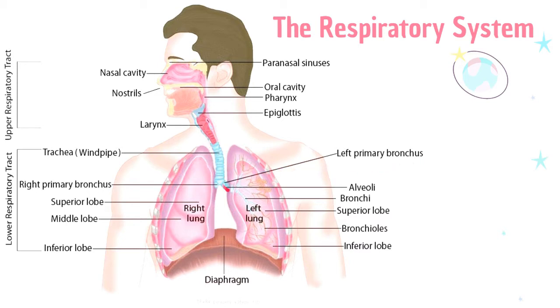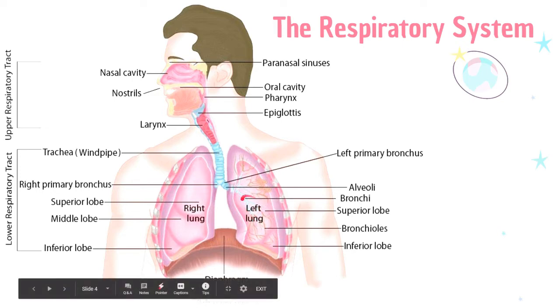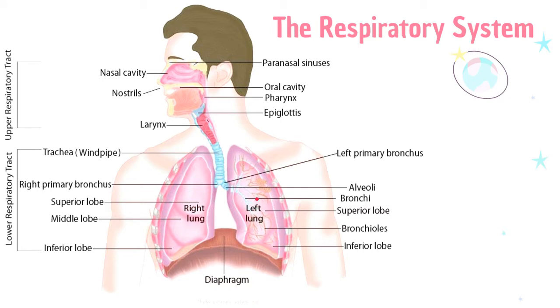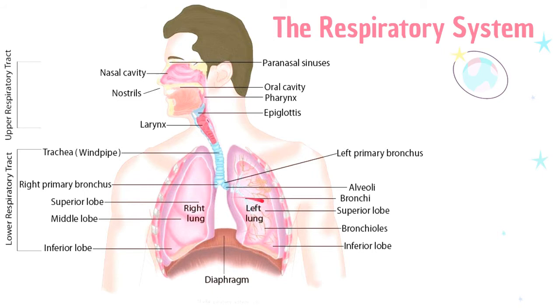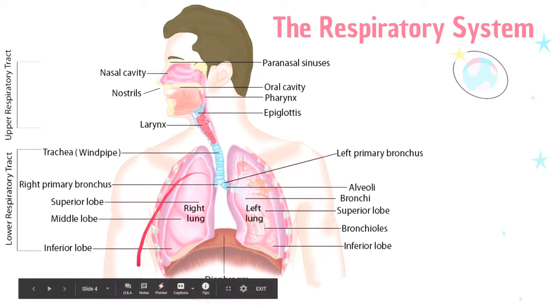So trachea, left primary bronchus, right primary bronchus, and then your primary bronchus divides into smaller bronchi, similar to the branches of a tree, smaller bronchial arms. Okay. Then your lungs, you have two lungs, left lung and right lung.